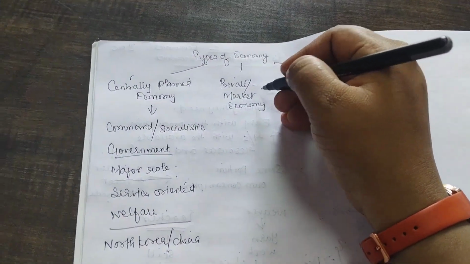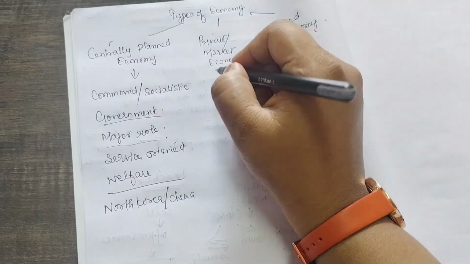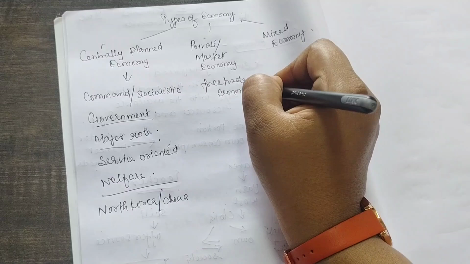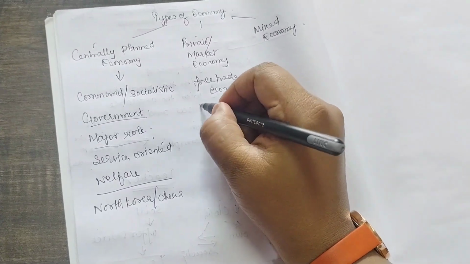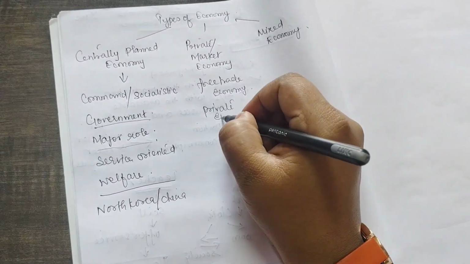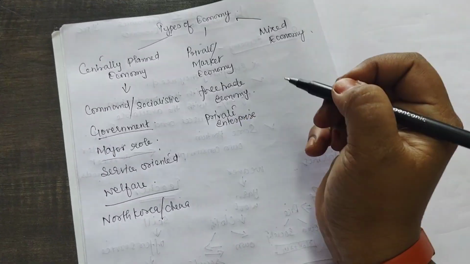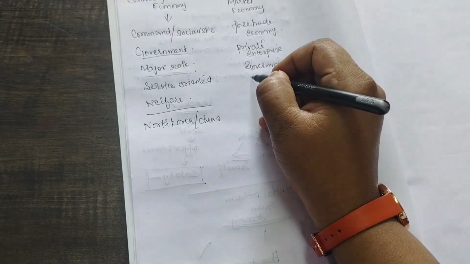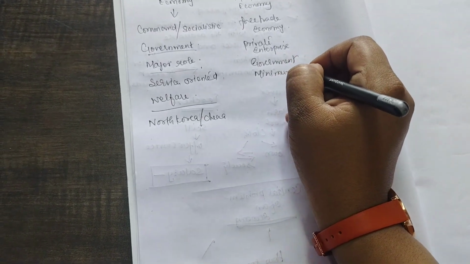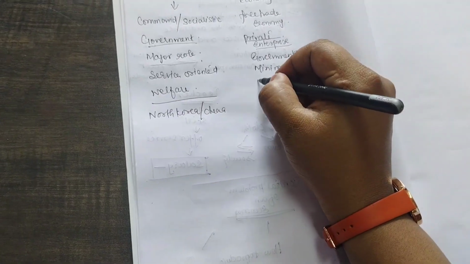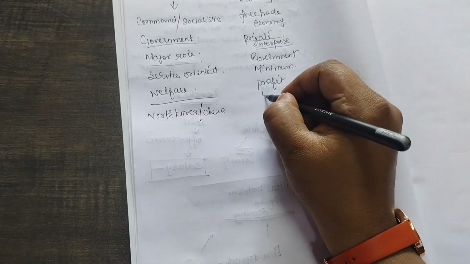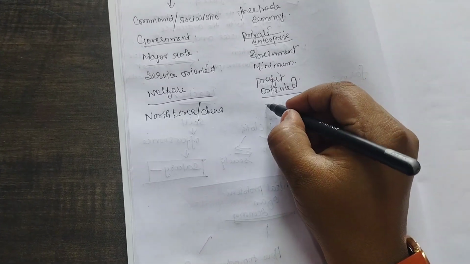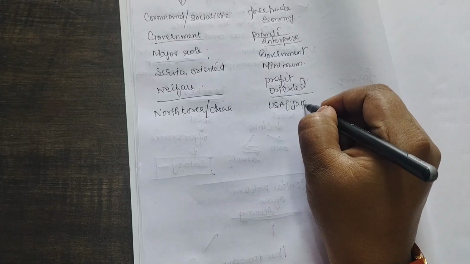Now, what is a private economy? A private economy is completely the opposite of a centrally planned economy. It is also called a free trade economy, capitalistic economy or laissez-faire economy, where all the major decisions are taken by private enterprises, individuals or businesses. The government plays a very minimum role in this, and as it is private enterprise, it is mostly focused on profit. So the motive is profit, so it is profit oriented. Some of the best examples of a private economy are USA, Japan, Australia and Singapore.